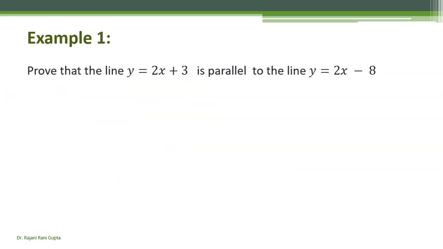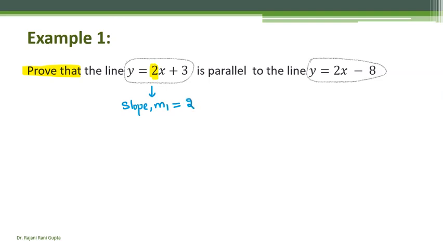Okay, moving on to next question. They may ask you, prove that. It means you have to show that the lines are parallel. So it means that the lines are parallel, you just need to show the process that these are parallel. So consider the lines. Okay, so for this line, what is the slope? Let me denote it by m1. Yes, it is the coefficient of x, which is 2.